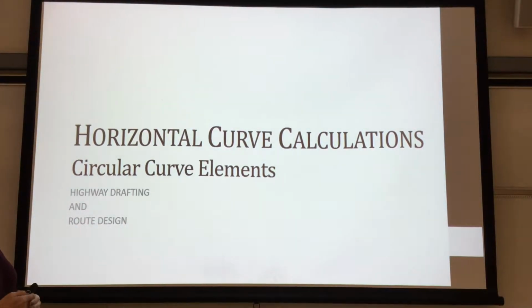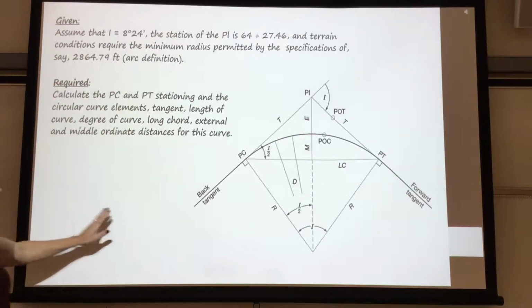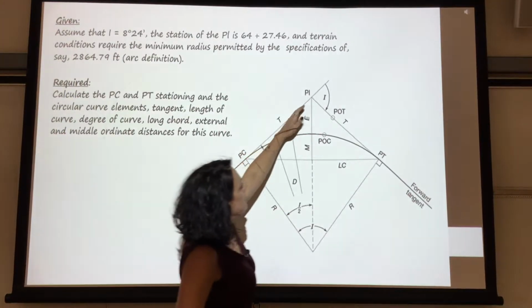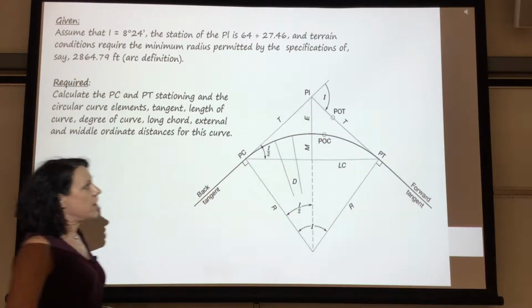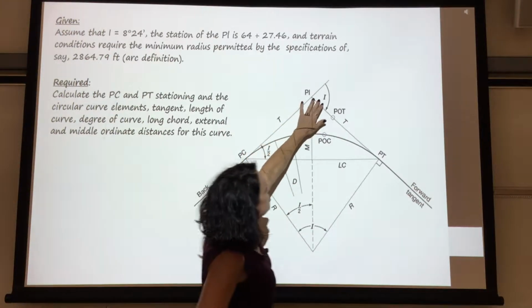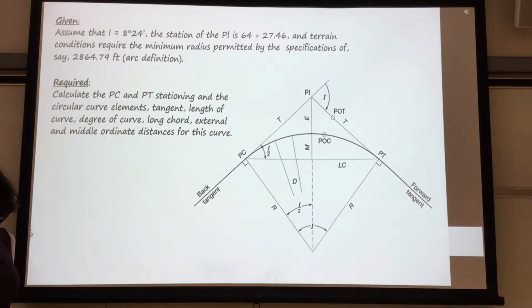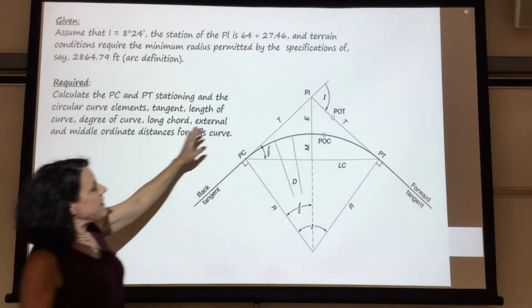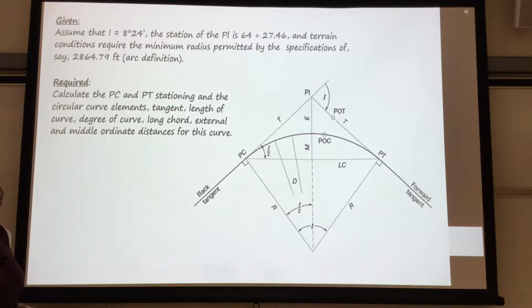So we're going to go over some examples for the circular curve element. The first one that we have is a simple curve. We have a straight line coming in and a straight line coming out. Where those two intersecting lines touch, it's called the point of intersection. Now at the point of intersection, this internal intersecting angle is going to be 8 degrees 24 minutes. The PI station here is 64+27.46.